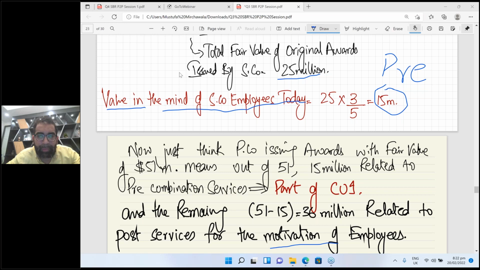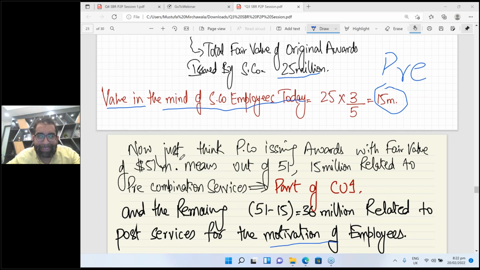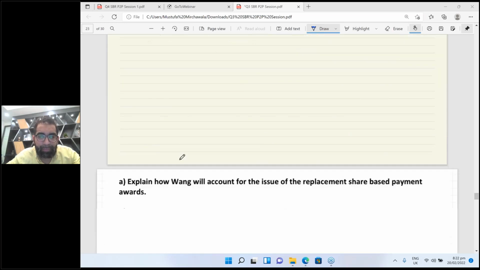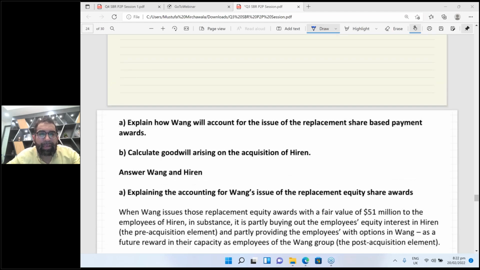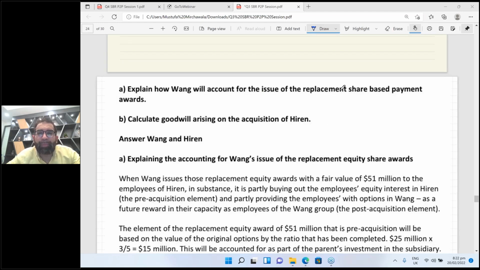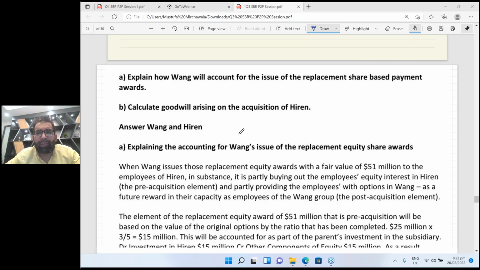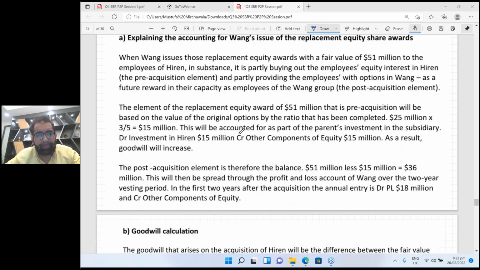Okay, you people are great people. Now see this. Explain how Wang will account for the issue of replacement share-based payment. Already you have done, but let's do it formally. Calculate the goodwill arising on the acquisition of Hiren. Okay, now please read this. Giving you 2 minutes. Quick read. Don't waste your time.